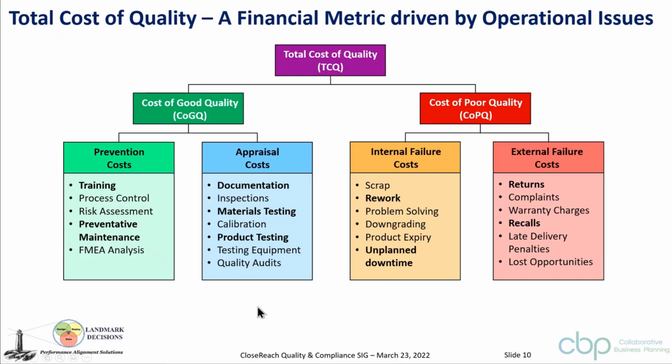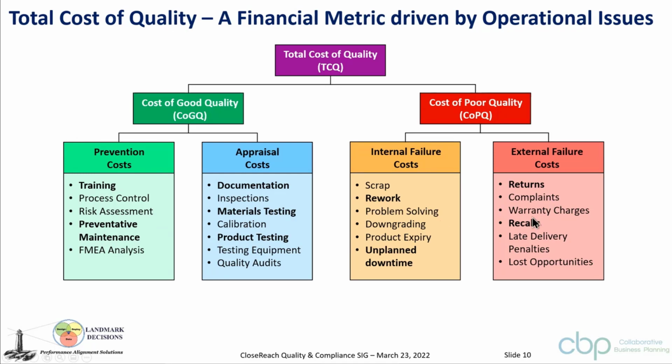And then prevention costs. So things like training, providing better education and understanding for people, let's say on the floor, as it were, doing risk assessment, preventative maintenance to prevent breakdowns and unplanned downtime, and so on. Failure mode and effects analysis. All of these things play into the whole realm of cost of quality and total cost of quality.